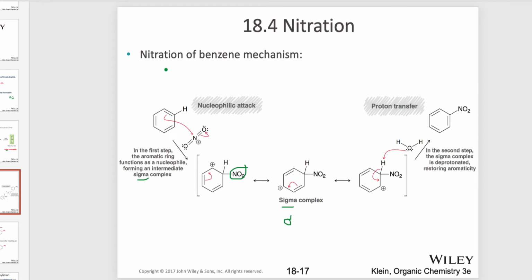Remember, we're dealing with a substitution reaction, and so here we have one hydrogen, or the proton, being replaced with NO2. So we need something basic in the mixture. So in this case, we could just use the water molecule because we're dealing with an aqueous solution having nitric acid and sulfuric acid. And this will now pick up the proton that now reestablishes that double bond and therefore restores the aromaticity.